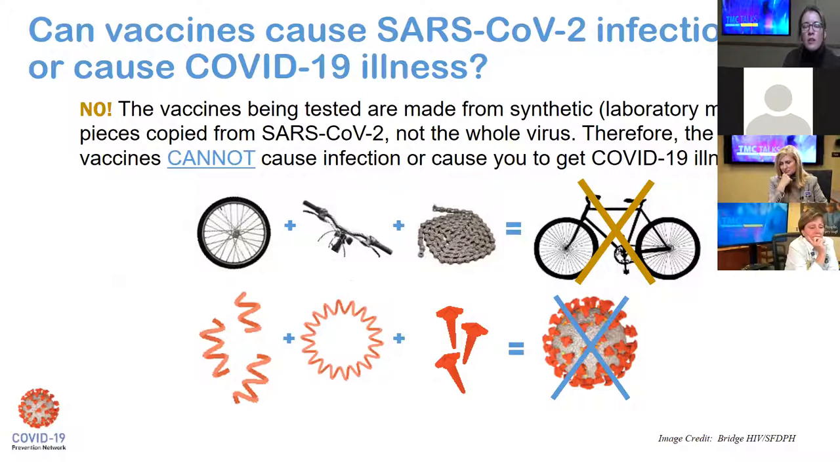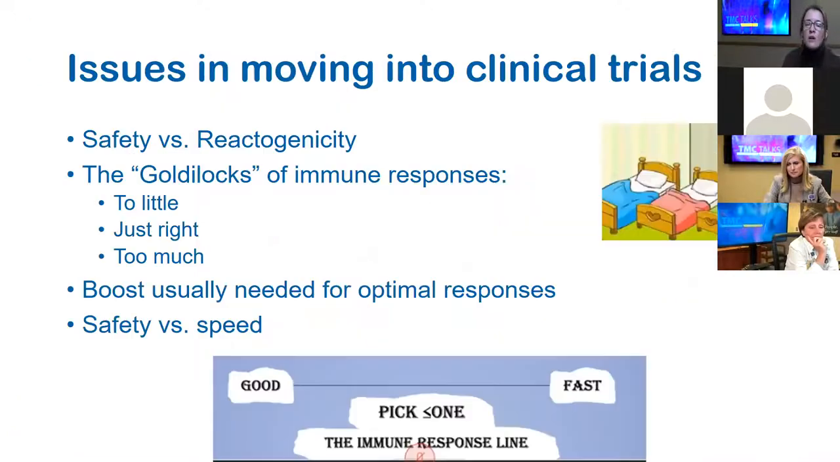The spike protein is just the key that lets the virus inside of the human cell to cause infection. So it's impossible for the vaccines that are currently being used in the United States to cause COVID-19 disease. What is possible is that you get vaccinated and you get the disease, or that you get the placebo and you get the disease, because you live on planet Earth and you're still exposed. But it is not possible for you to get the disease because of the vaccine.